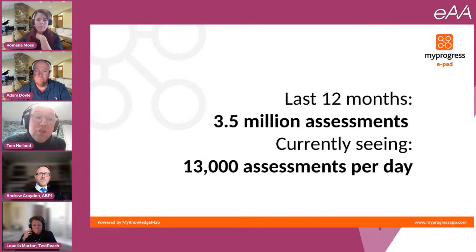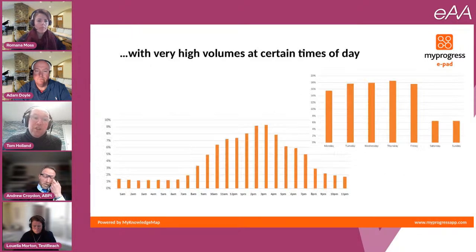And I mean, we're just one provider of these systems, but over the last 12 months, our systems have processed 3.5 million assessments. We're currently seeing about 13,000 assessments per day across the nursing schools and medical schools that we work with. And a significant number of those, we work with about half the nursing students in the UK, but it's extremely high volumes of feedback that's being processed.